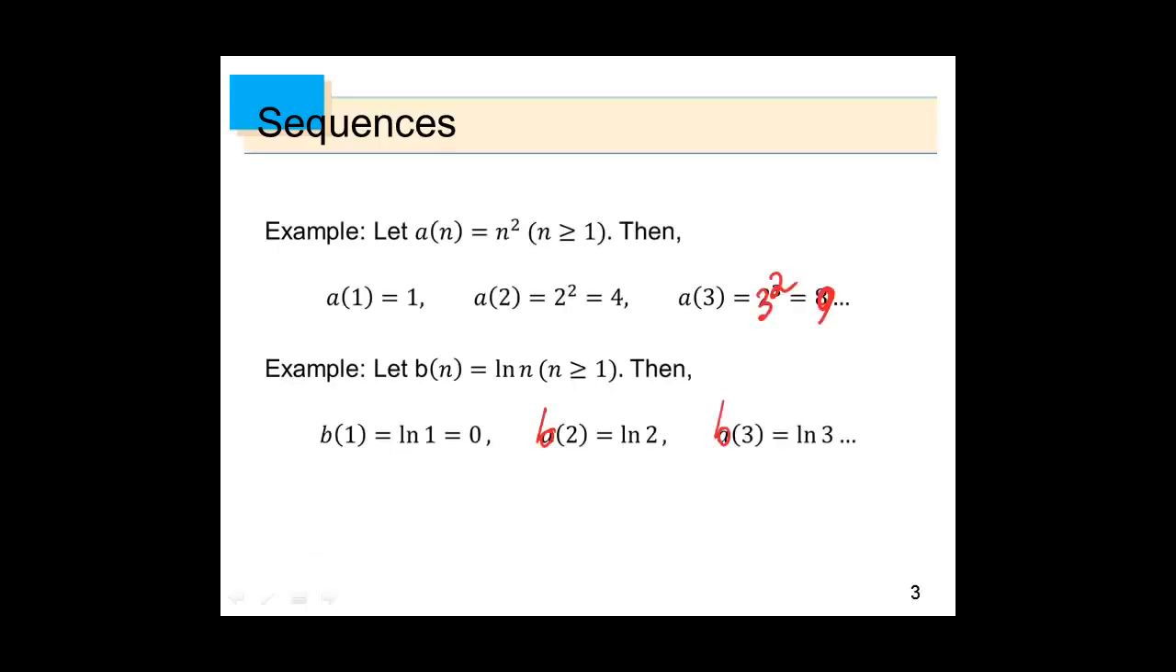All right, another example, a of n is n squared. And so a of 1 would be 1, a of 2 would be 4, a of 3 would be 9, and so on, right? It's 1 squared, 2 squared, 3 squared, 4 squared, 5 squared, and so on. My last example here is b of n is ln of n, okay? And what are the first few values of the sequence? B of 1 is ln of 1, which is 0. B of 2 is ln of 2. B of 3 is ln of 3, and so on, okay?